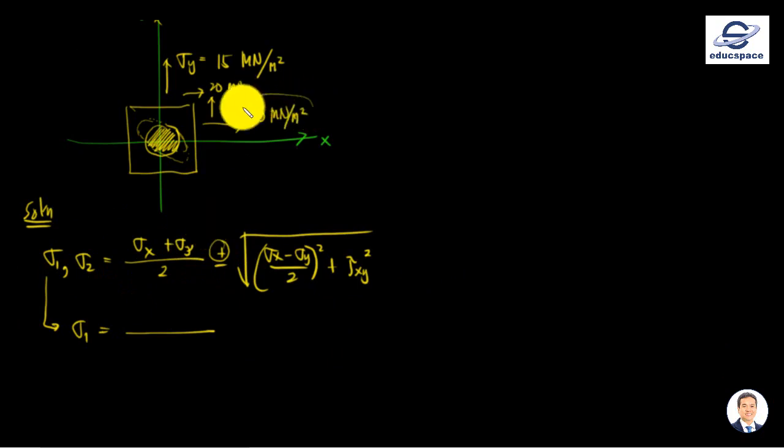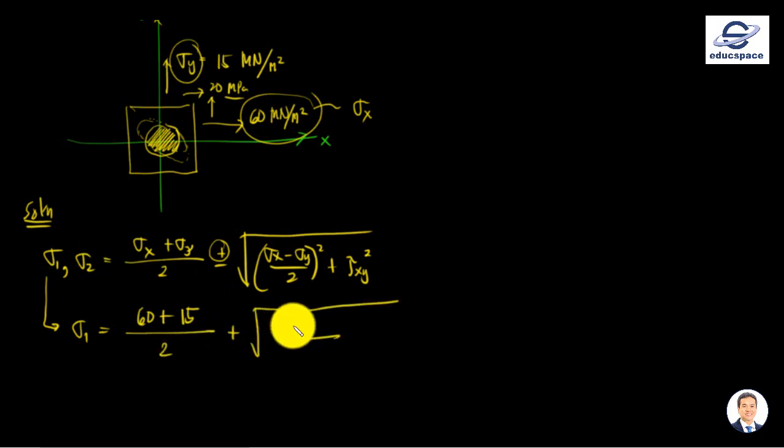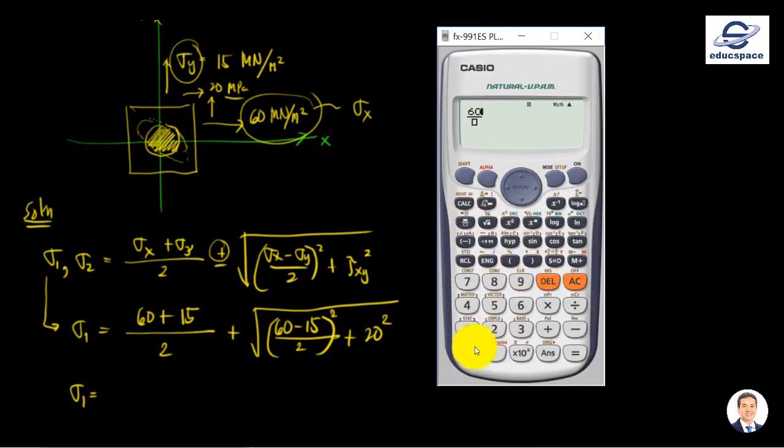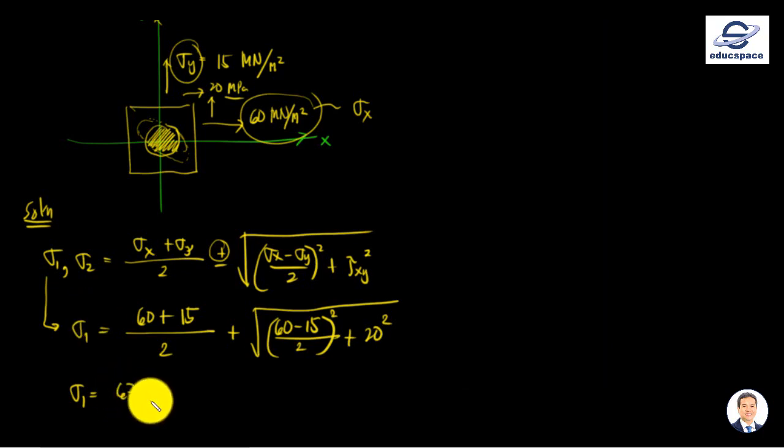Again, this is our stress element on the x-axis and this is our stress element on the y-axis. So that is 60 plus 15 over 2 plus the square root of 60 minus 15 over 2, squared, plus the shear stress of 20 megapascal. That is our maximum principal stress. So 60 plus 15 over 2, plus the square root of 60 minus 15 over 2 squared plus 20 squared, equals 67.6 meganewton per meter squared or megapascal.